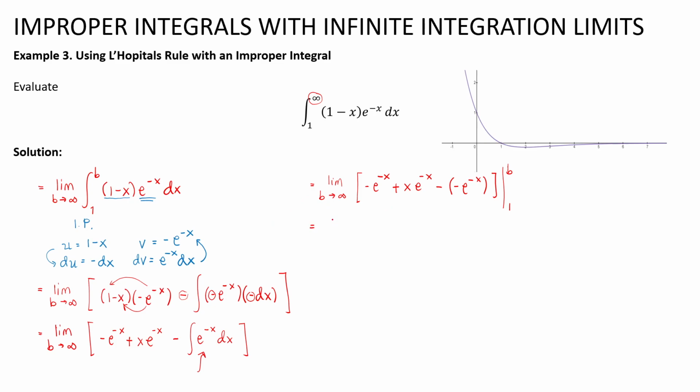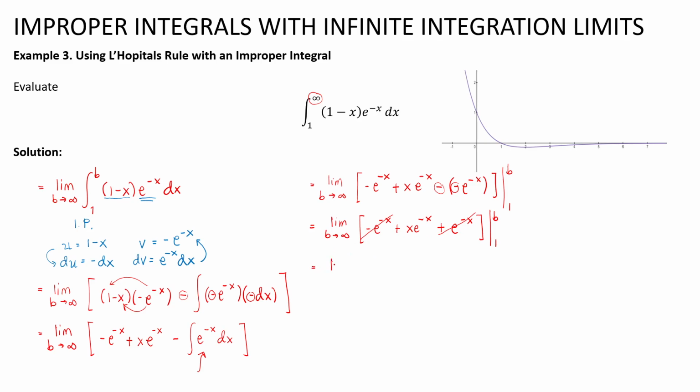So simplifying even further, you have the limit as b approaches infinity of negative e raised to negative x plus x times e raised to negative x. Minus times minus gives you plus e raised to x, and the limit is from 1 to b. We can simplify even further by cancelling out these two terms, since one is negative and one is positive.